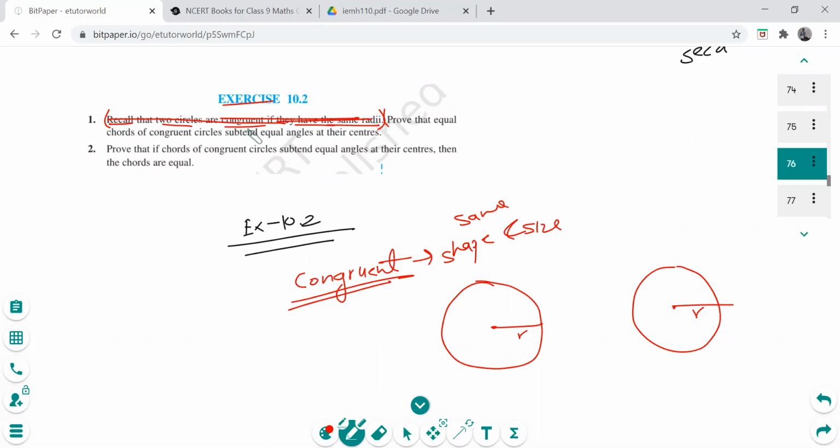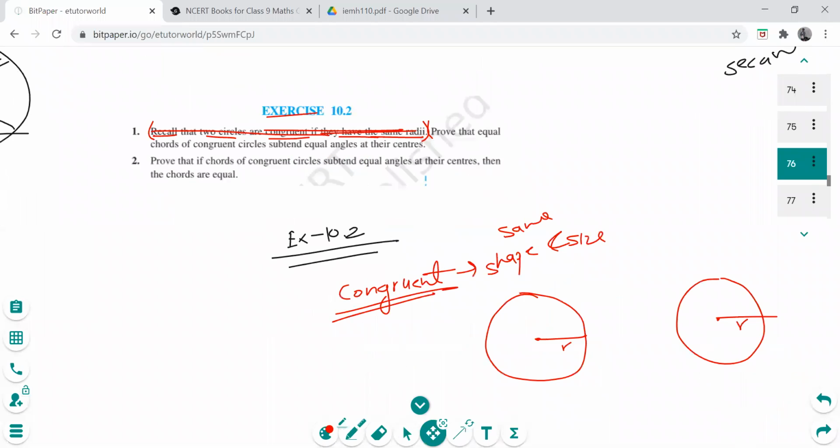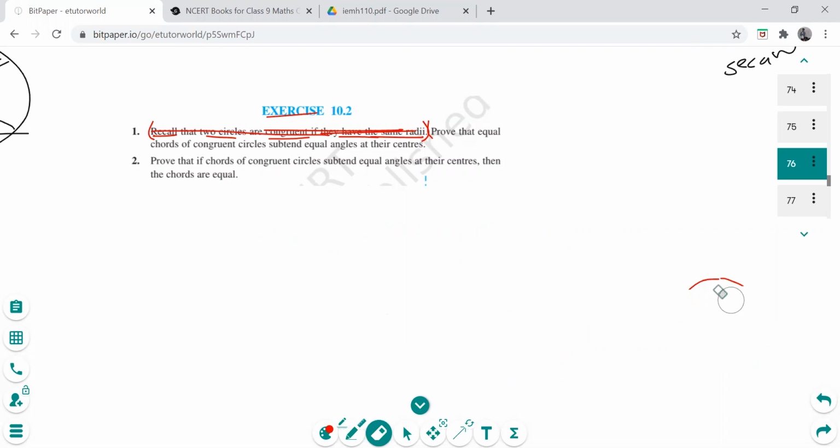This is the main question. Prove that equal chords of a congruent circle subtend equal angles at the center. See, this is a variation of theorem 10.1, kind of. So how will we do that? Now we have different circles. We are not talking about the same circle, within the same circle. We are talking about two circles now.